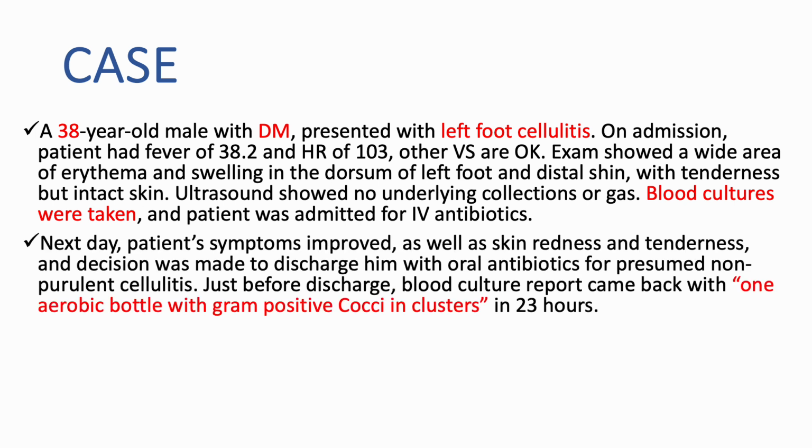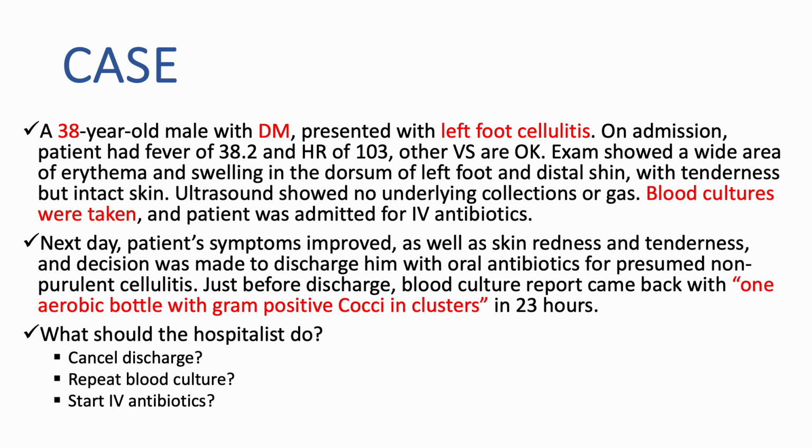Next day, the patient's symptoms improved as well as skin redness and tenderness, and decision was made to discharge the patient with oral antibiotics for presumed non-purulent cellulitis. Just before discharge, though, blood cultures report came back with one aerobic bottle with gram-positive cocci in clusters that grew within 23 hours. Now, what should the hospitalist do? Should they cancel the discharge, repeat the blood cultures, maybe start IV antibiotics, or just consult ID? They're going to solve the problem for you. So think about it, and then we're going to talk about the next slide.